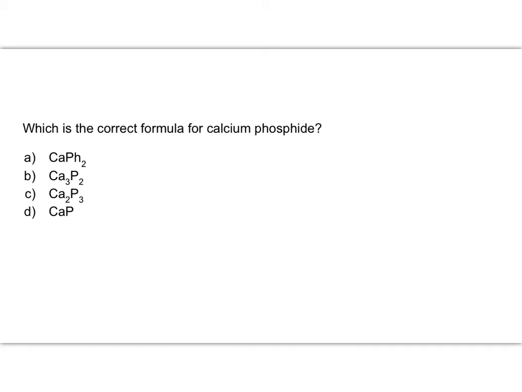What is the correct formula for calcium phosphide? All right, so we have calcium, and we have phosphide, which is the name we use for phosphorus when it's in a compound. Since it's a metal and nonmetal, it's going to be an ionic compound. Calcium is in group 2, has a charge of +2. Phosphorus is in group 15, so it's going to have a charge of -3.